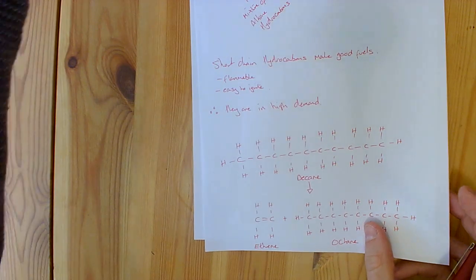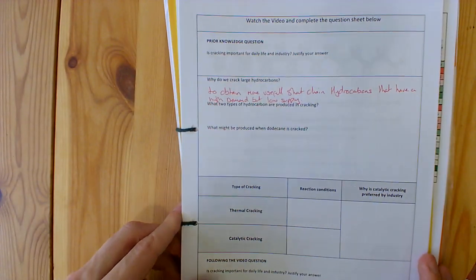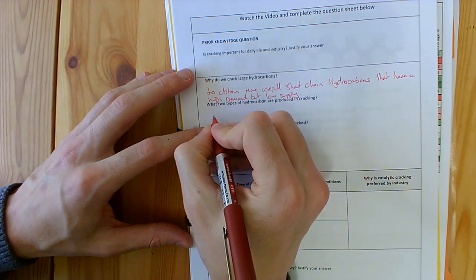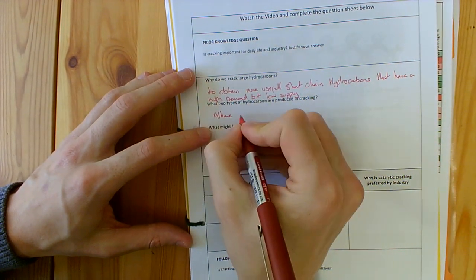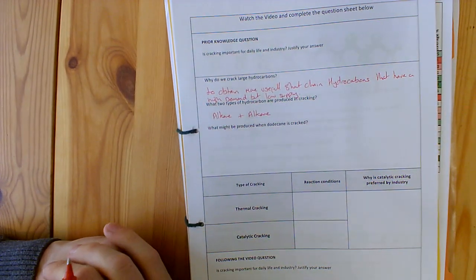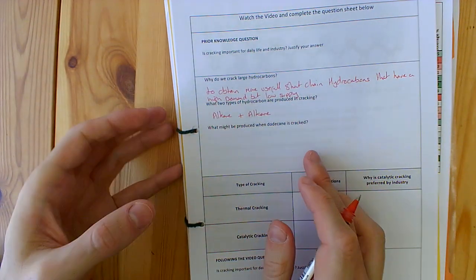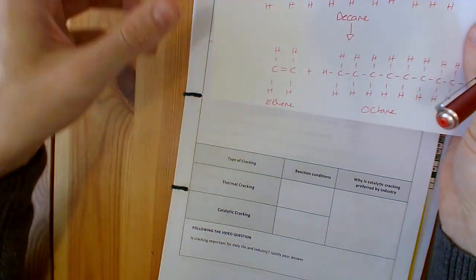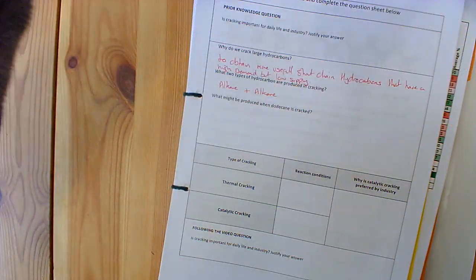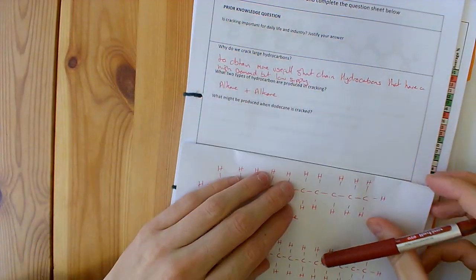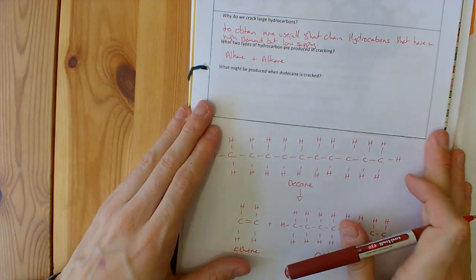So going back to the student pack, what 2 types of hydrocarbon are produced in cracking? Well, we have an alkane and an alkene. Okay, what might be produced when dodecane is cracked? Well, actually, that was the example I've drawn down here. So you can copy that into there, can't you? Oh, no, that's not dodecane. Sorry, that's decane. Okay, I suppose we'll do it again.